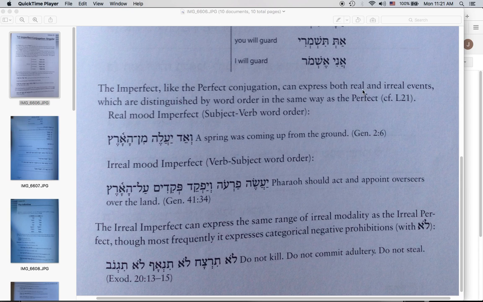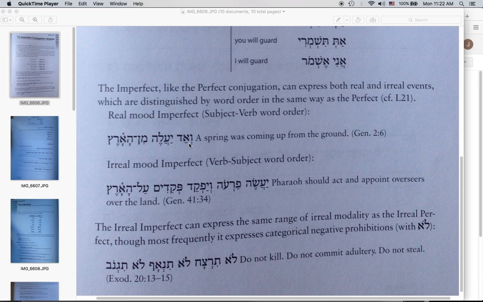happen. For the imperfect, an irreal event is something that might happen in the future, or maybe, should, possibly, could happen in the future. So this is the irreal. Again, it's distinguished by word order, just as it was with the perfect. So the real mood is found with a subject-verb word order, as in this example, Va'ed ya'aleh min ha'aretz, and a spring was coming up from the land.